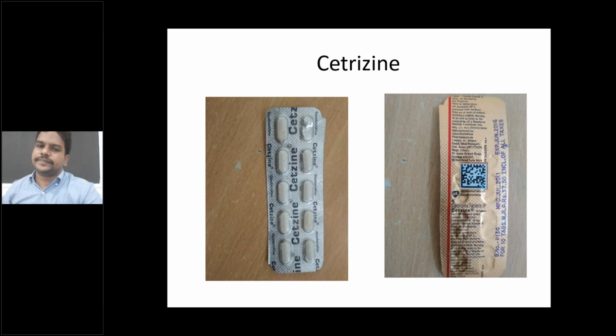Then cetirizine. Even common people know about cetirizine. What are the uses of cetirizine? Uses of cetirizine are for allergy and cold. Very good. Anti-allergic. Cetirizine is an antihistamine, for treatment of allergy and cold.